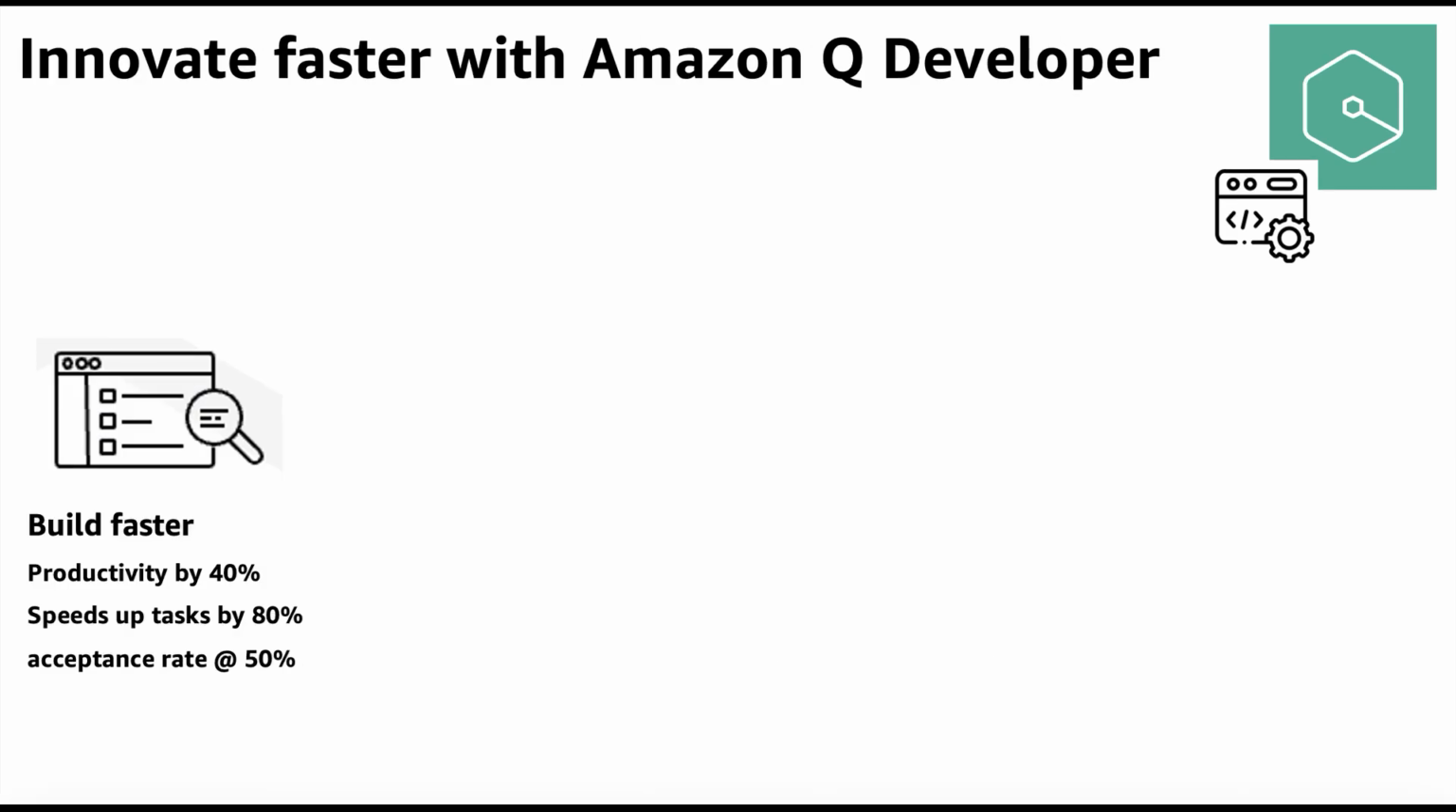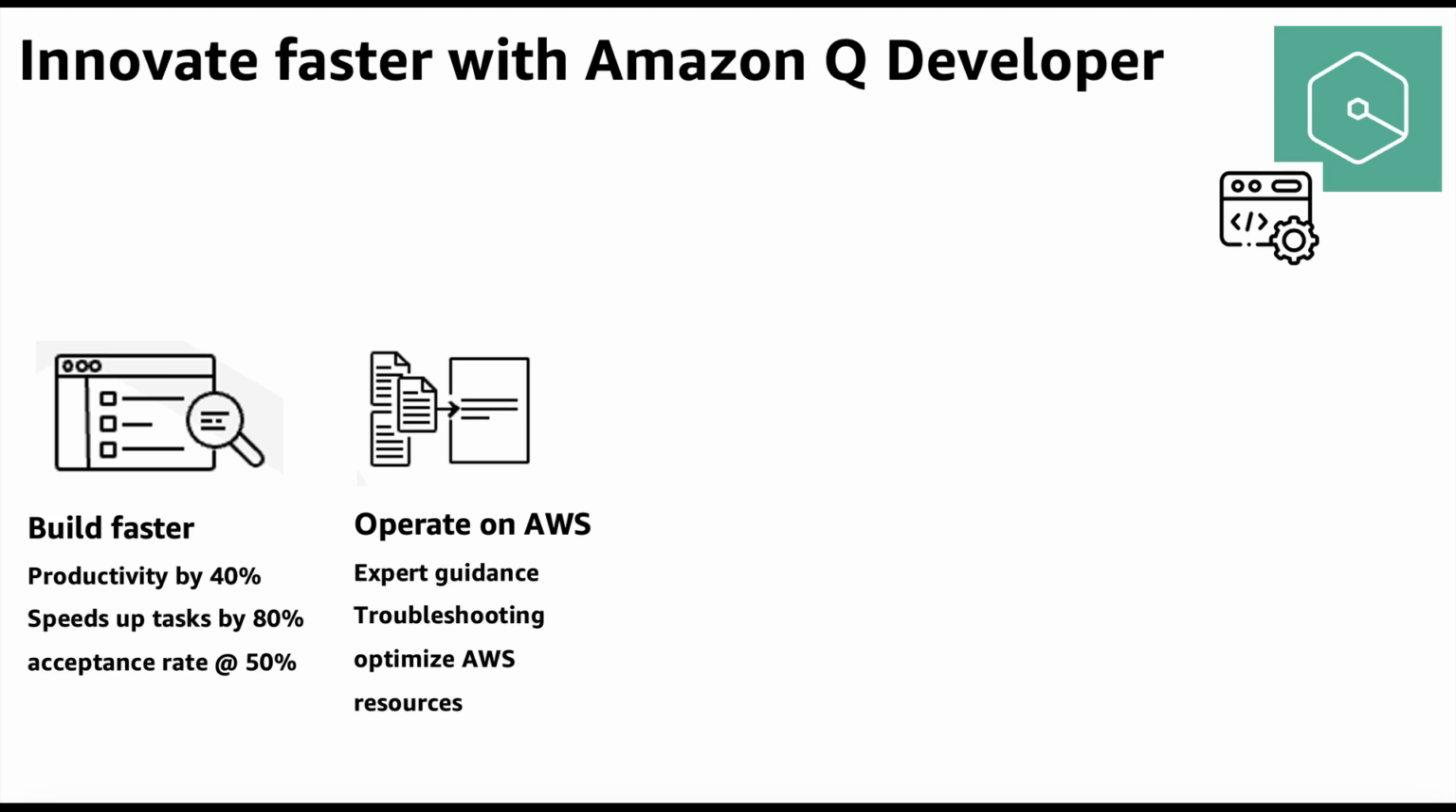Amazon Q goes beyond just coding to help you build and deploy faster across the entire software development lifecycle. Accelerate tasks across the entire SDLC with generative AI powered capabilities and agents. It increases developer productivity up to 40%. It speeds up a variety of development tasks up to 80%. It has an acceptance rate of 50%. This is the highest reported code acceptance rate among assistants that perform multi-line code suggestions.